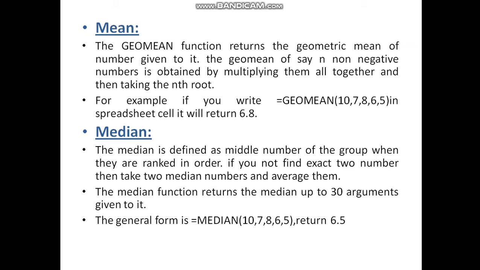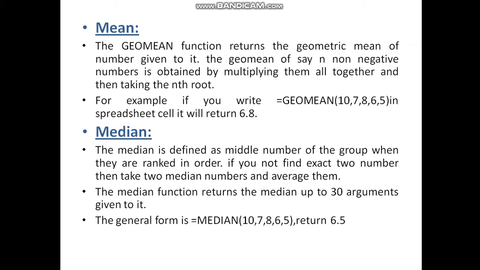For example, if you write equal to geomean 10, 7, 8, 6, 5 in a spreadsheet itself, it will return 6.8. How to find 6.8? First of all, multiply 10 by 7, by 8, by 6 and by 5, then find its fifth root and the answer will be given as 6.8. It is called the geomean function and the formula of that function is equal to geomean, and in brackets there is the value or cell address.